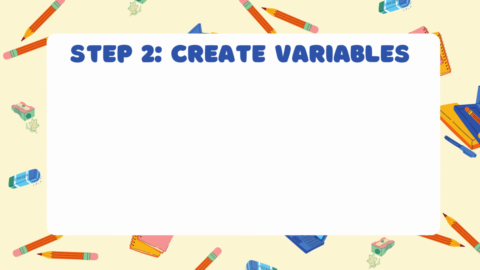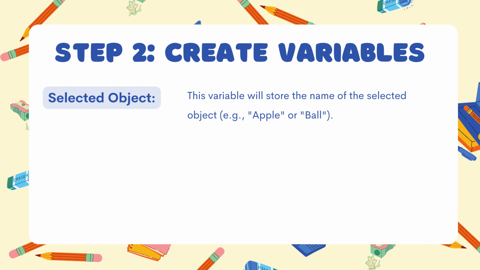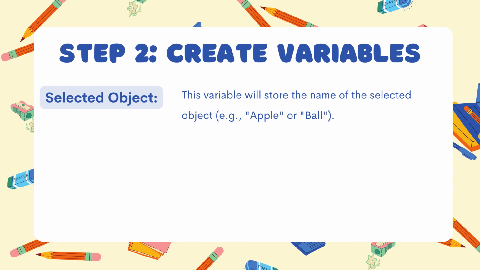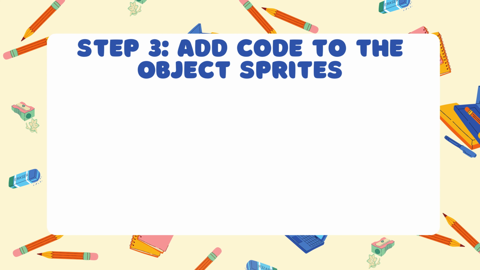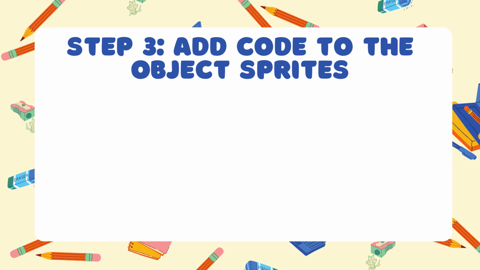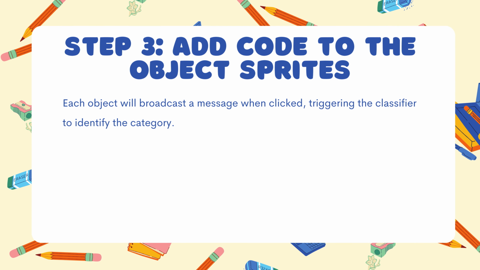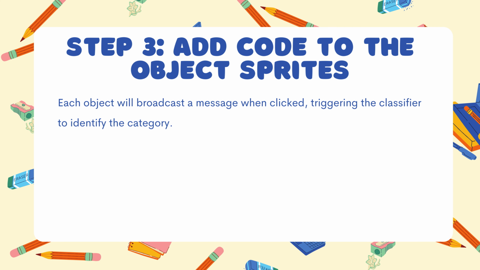Step 2: Create variables. Selected object: this variable will store the name of the selected object, for example apple or ball. Step 3: Add code to the object sprites. Each object will broadcast a message when clicked, triggering the classifier to identify the category.